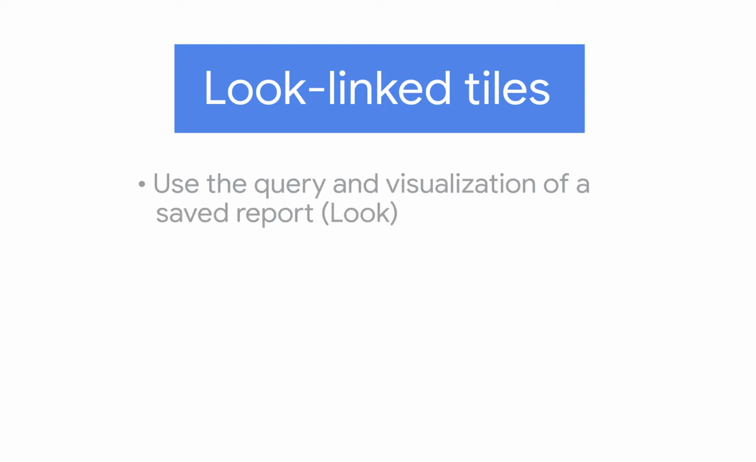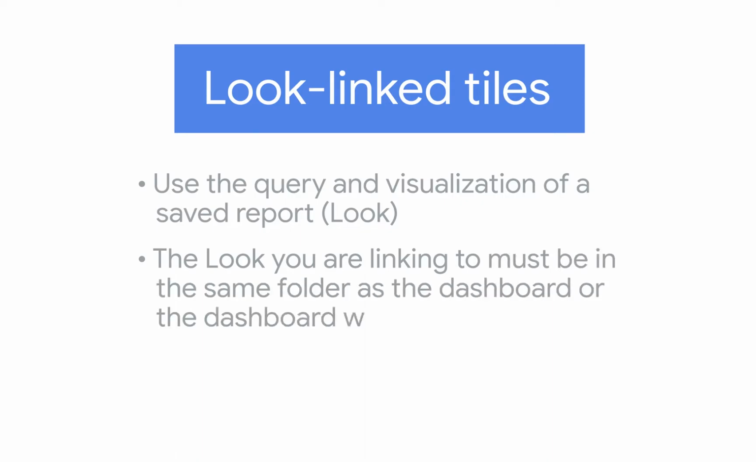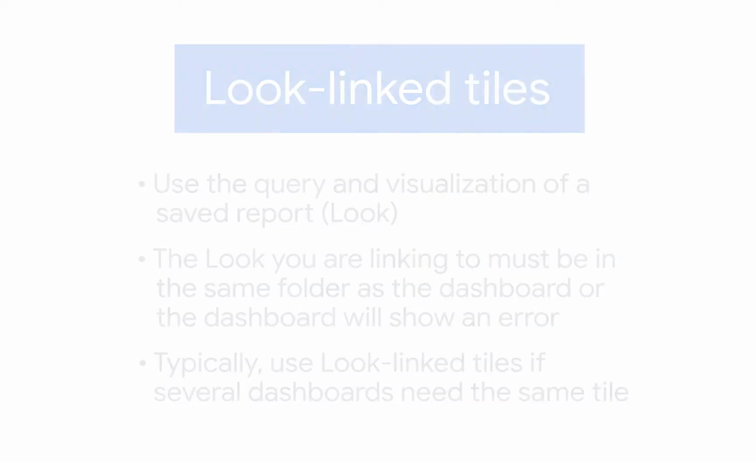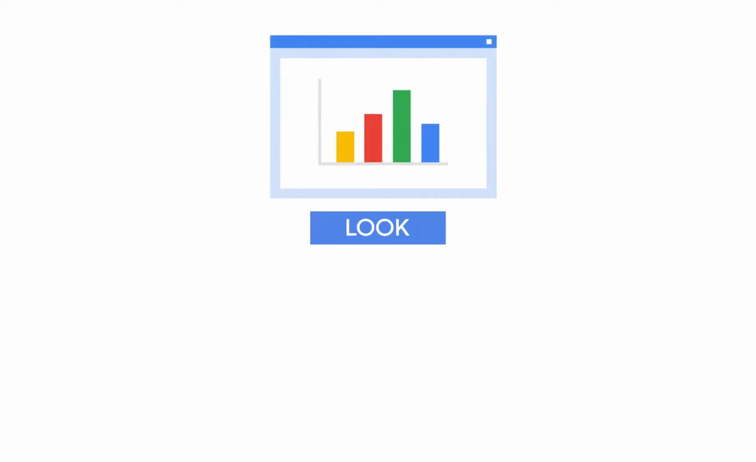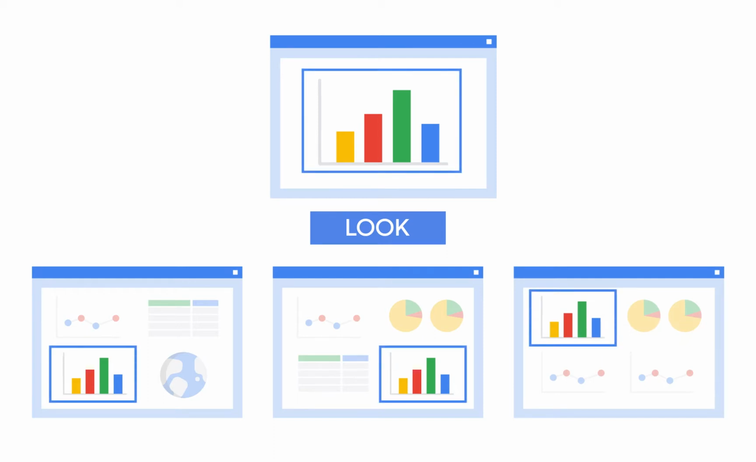Look link tiles use the query and visualization of a saved report, referred to as a look. The look you are linking to must be in the same folder as the dashboard, or the dashboard will show an error. Typically use look link tiles if several dashboards need the same tile. In this case, create a look and maintain that query and visualization in one place, and then link to the look from your dashboards. Look linked tiles can only be added to a dashboard from the look itself.